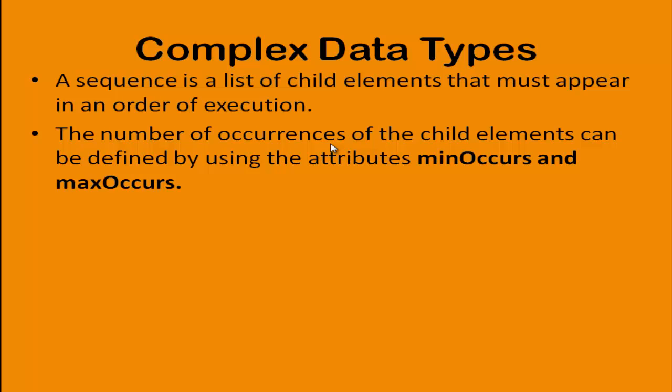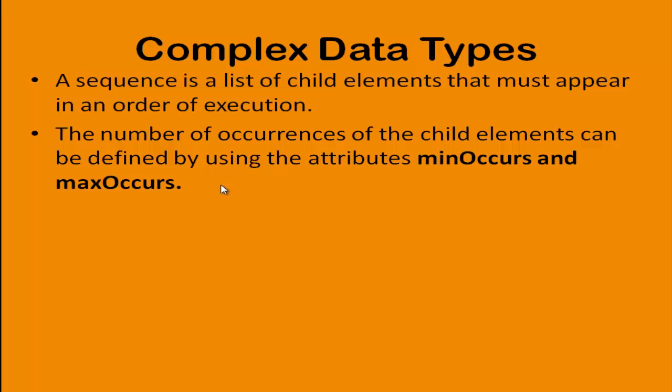In DTD we saw about the cardinality indicators. One element under one root element, one or more, zero or more. Likewise here, it is very simple. So the programmers need not worry about the codes. Consider there is an attribute known as minOccurs. It is nothing but the minimum number of occurrences of the child element. And maxOccurs is nothing but the maximum number of occurrences of a child element.